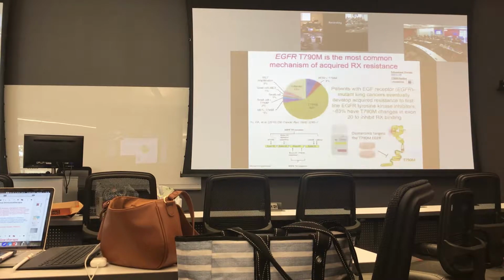And so most of the time, when it mutates in response to an EGFR inhibitor, it mutates by forming a new mutation, a threonine 790 substitution for methionine. And so that's right here in the lobe where this mutation happens. And so that's why osimertinib is subsequent therapy, because patients with EGFR receptor mutant lung cancers eventually develop acquired resistance to first-line EGFR tyrosine kinase inhibitors. 63% of these, I know this says 60, but other sources say it's around that, but 63% have T790M changes in exon 20.